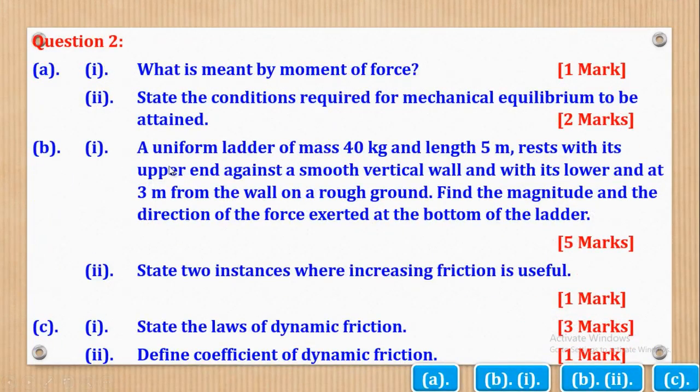So part B, Roman 1 says, a uniform ladder of mass 40 kilograms and length 5 meters rests with its upper end against a smooth vertical wall and with its lower end at 3 meters from the wall on a rough ground. Find the magnitude and direction of the force exerted at the bottom of the ladder.